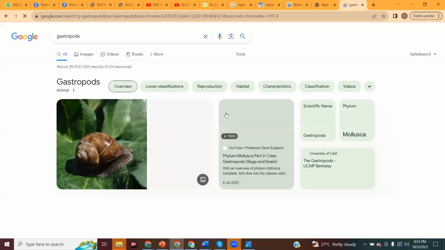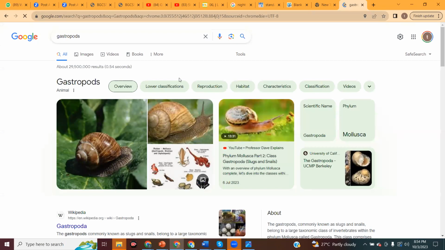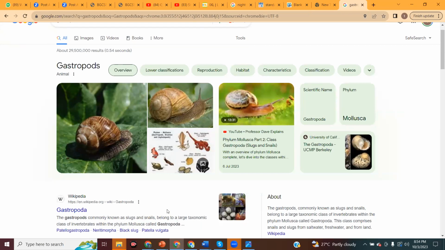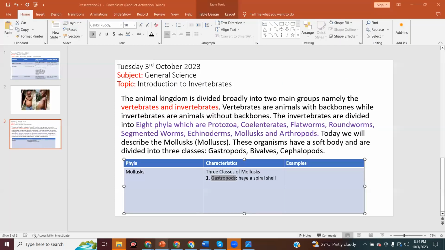I'm gonna show you the gastropods, spiral shell. Something like a slug or snail. So slug or snail is gastropods, but the ones with no visible shell would be like the octopus. So they have a spiral shell. That's the next one. The second one is the bivalve. They have two shells that work like a hinge.